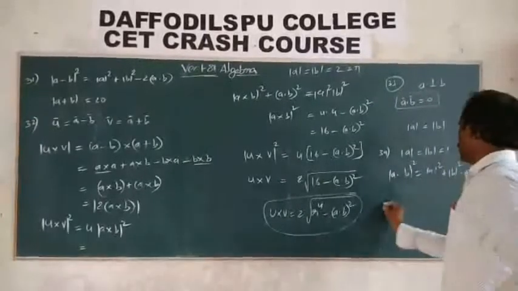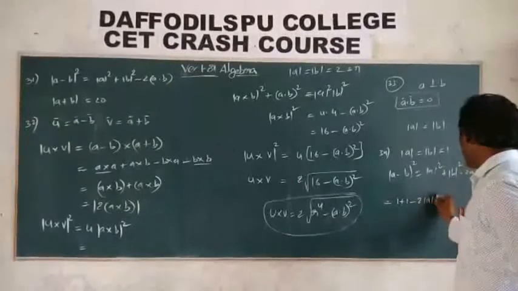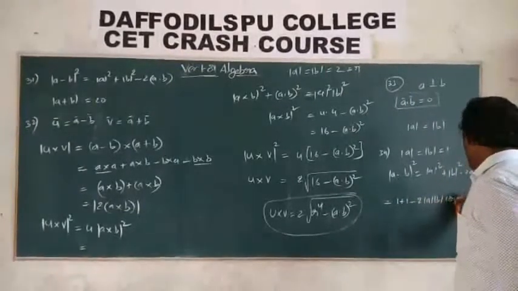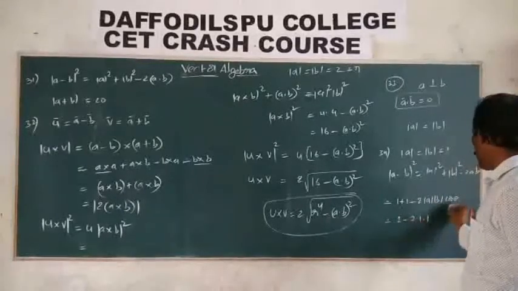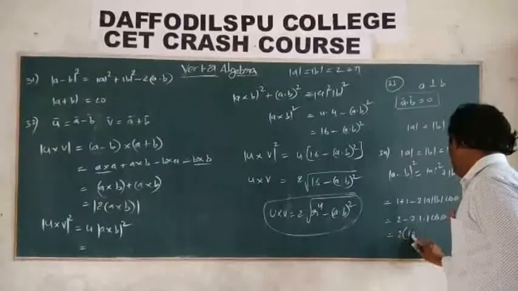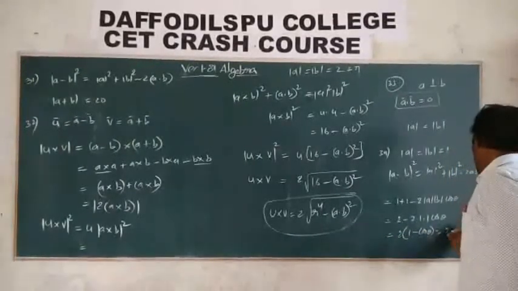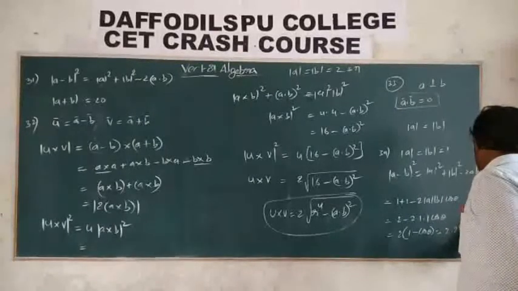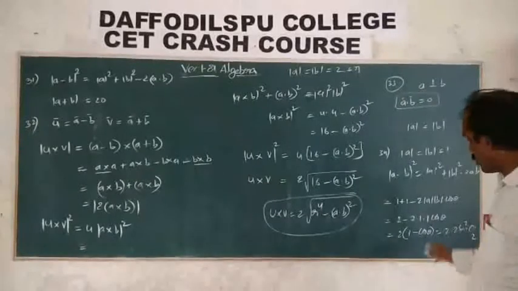A dot b means mod a mod b cos theta. So 1 plus 1 minus 2 into 1 into 1 cos theta, that is 2 minus 2 cos theta. Take 2 common: 2 times 1 minus cos theta. 1 minus cos theta is equal to 2 sin square theta by 2. So 2 into 2, that is 4 sin square theta by 2.